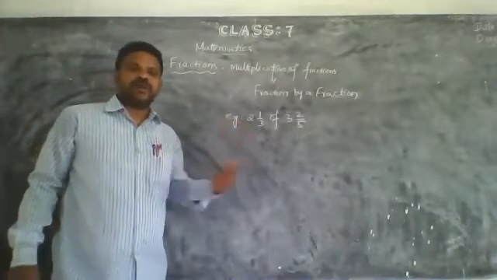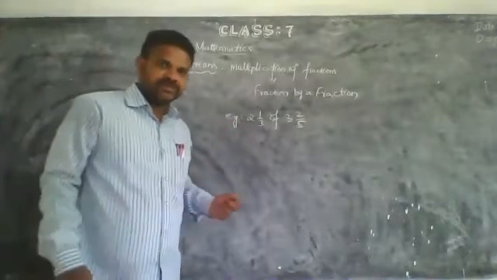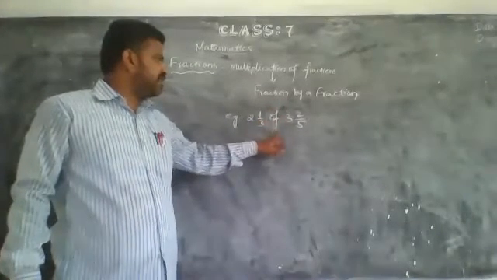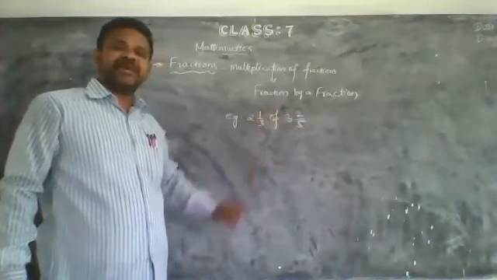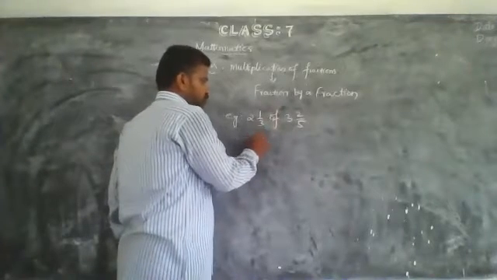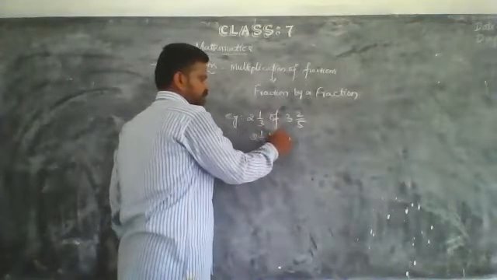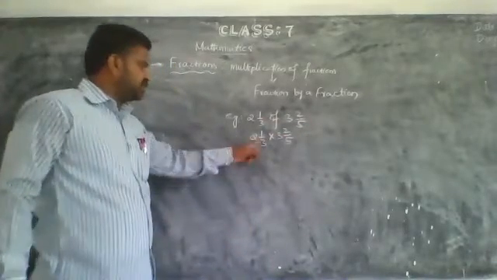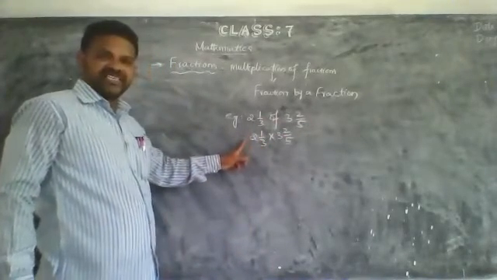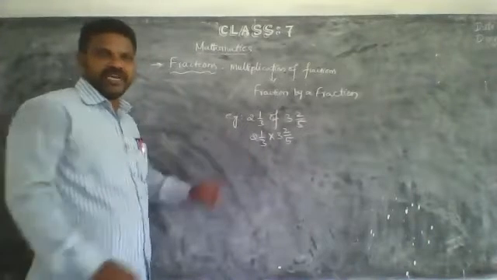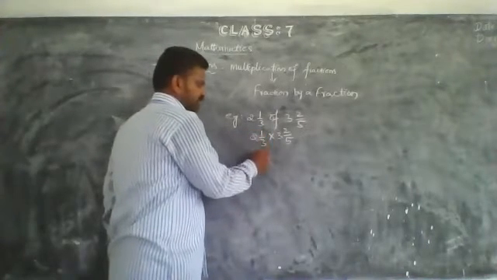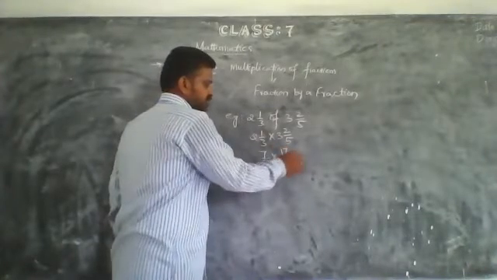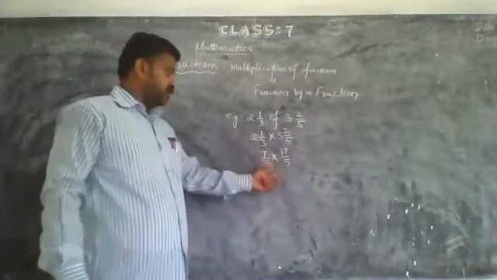Okay, how to multiply? I told you in mathematics, "of" indicates multiplication. 2 1/3 into 3 2/5. These are mixed fractions, so we convert them into improper fractions, right? 3 times 2 is 6, plus 1, 7 by 3, into 5 times 3 is 15, plus 2, 17 by 5.